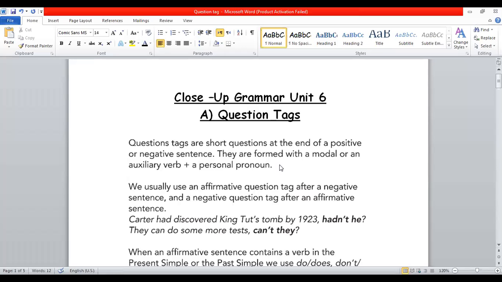Today, inshallah, we'll talk about the last lesson in Close-Up, the last lesson in the grammar, Unit 6. This lesson is divided into two parts. The first one is the question tags, and the second one is the pronouns. Let's study the first one, which is the question tags.